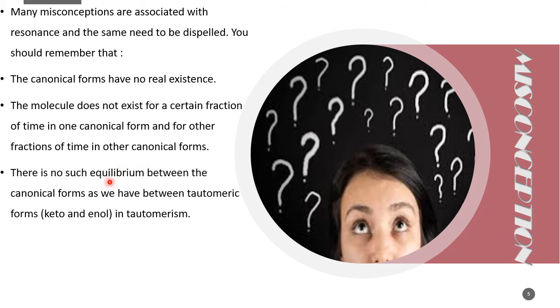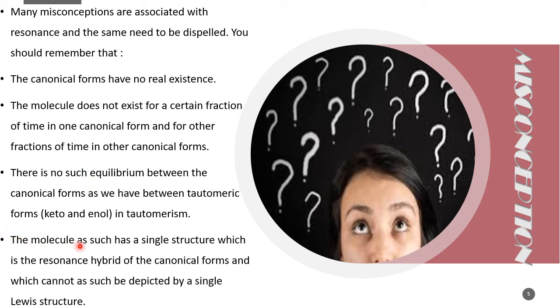There is no such equilibrium between the canonical forms as we have seen in the case of tautomeric keto and enol forms in tautomerism that we learn. What do we want to say here? There is no equilibrium at all. Between the two ozone structures, it is not sometimes in this form or in that form, left right, right left. So there is no equilibrium at all. Only the resonance hybrid of ozone exists. Okay, right.